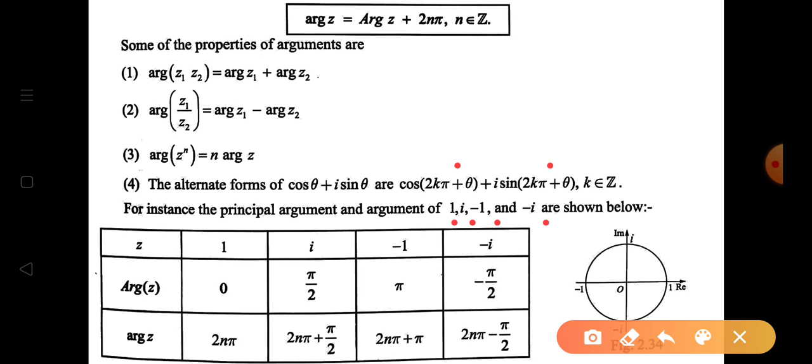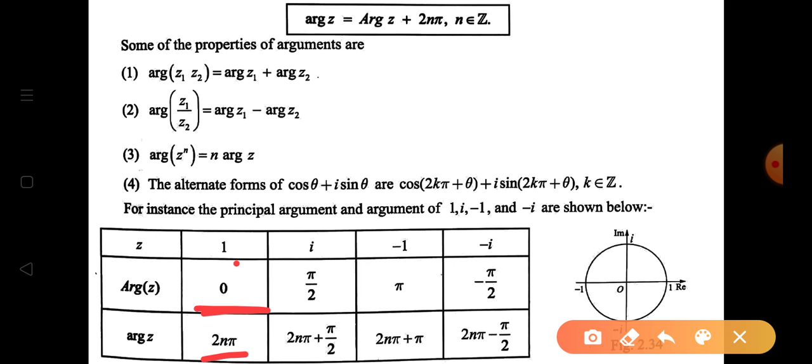Okay. Now z equal to 1. Then how do you write? Cos theta plus i sin theta is equal to 1. Now the argument value is 0. Argument of z is 0, that is, argument of z is 2n pi. Okay, how does it come?